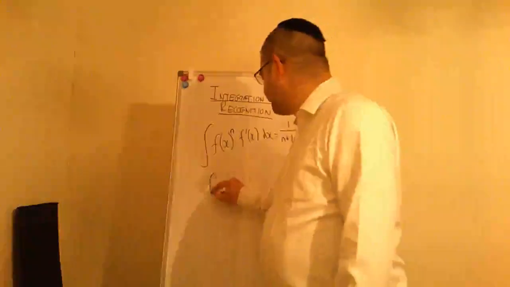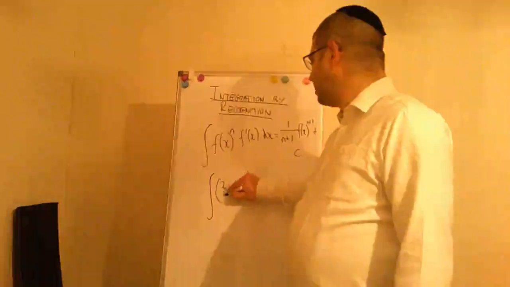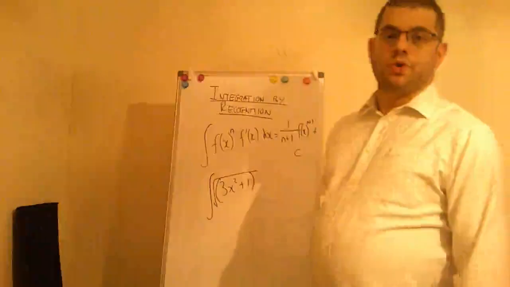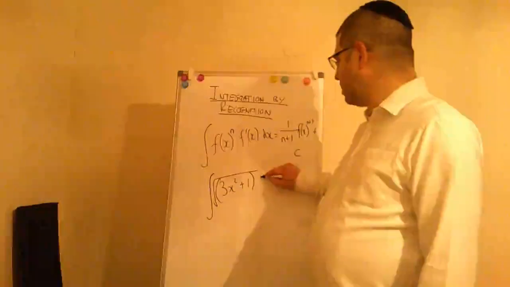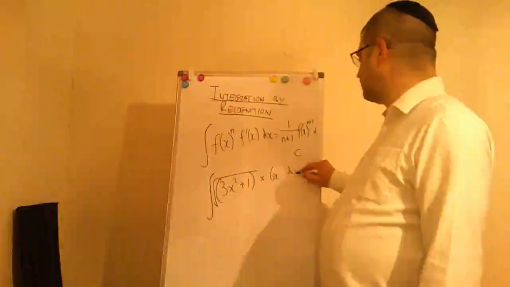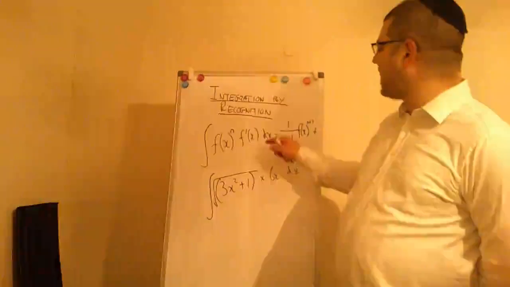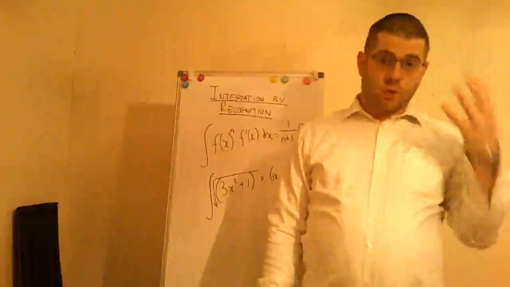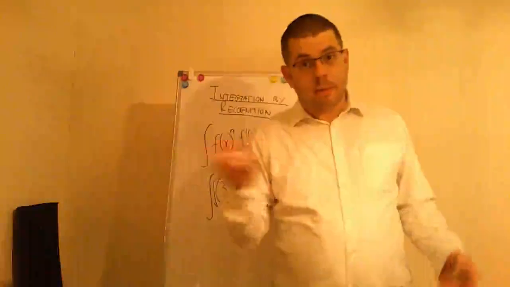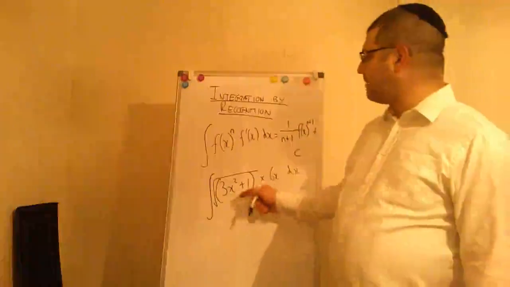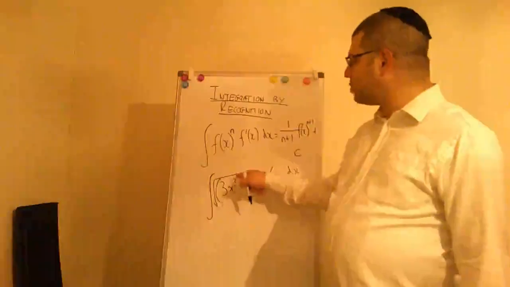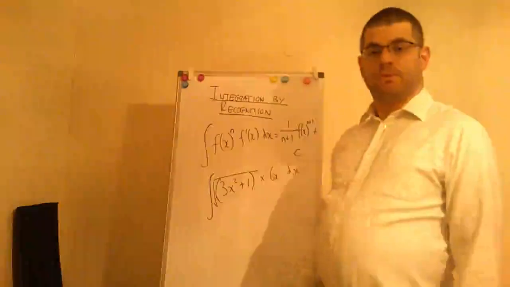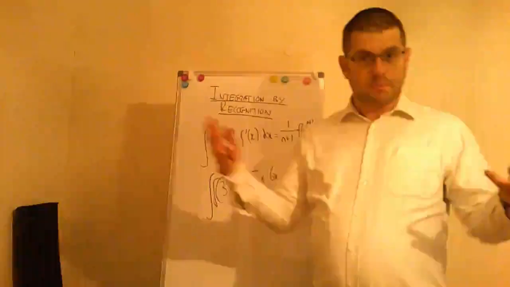So an example would be root 3x squared plus 1, multiplied by 6x. Remember, you have to be creative how you can have f of x to a power. It might not be in your face, some bracket to a power. Remember, square roots, 1 over something, that's the power of minus 1. If you have something that feels like it's something to a power, or that can be written as something to a power, and the f of x itself is differentiated and multiplied together, it fits this form.